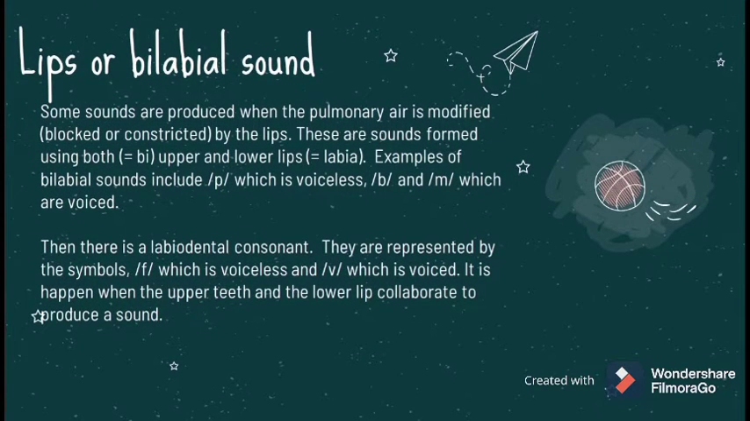The next is lips, or bilabial sounds. Some sounds are produced when the pulmonary air is modified, blocked or constricted by the lips. These are sounds formed using both upper and lower lips. Examples of bilabial sounds include P, which is voiceless, and B and M, which are voiced. Then there is the labiodental consonant. They are represented by the symbol F, which is voiceless, and V, which is voiced. It happens when the upper teeth and the lower lip collaborate to produce a sound.